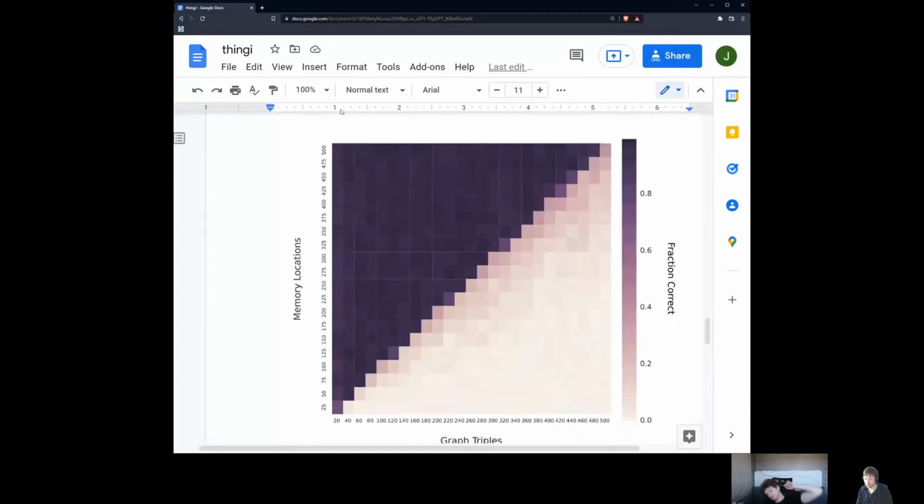Even if you have 500 memory locations, it's a bit difficult to understand, but even with 500 memory locations, you can't get full accuracy. It would be nice to know how informative this is, like how accurate this upper diagonal part is. It seems quite random. If you're over this linear line, it seems quite random how accurate you actually are.